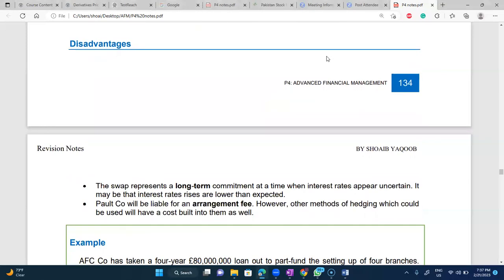Disadvantage: swaps represent a long-term commitment at a time when interest rates appear uncertain. It may be that interest rate rises are lower than expected. So swap is a longer term contract. Maybe after 1 year or 2 years, the situation changes. What do you have to do? You have to reswap it then.